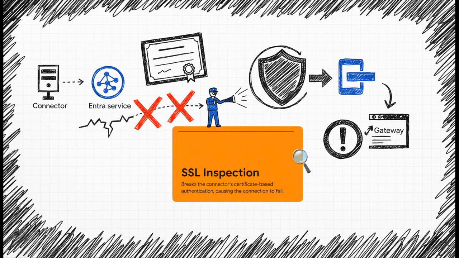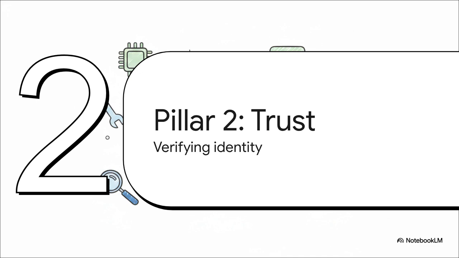No exceptions. So that brings us perfectly to our second pillar: trust. If connectivity is about having a clear path, trust is about making sure that when the two ends talk, they can prove they are who they say they are. And in our world, that means one thing: certificates.